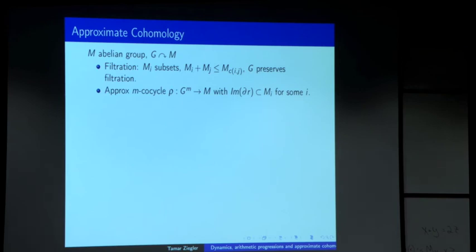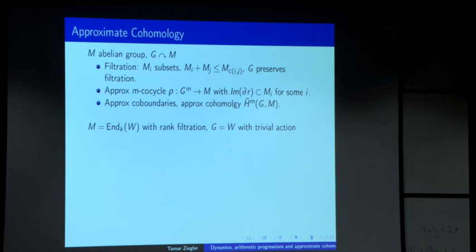and you can define the notion of an approximate cocycle as follows. So you have a cochain from G×G to M, and you'd say that it's an approximate cocycle if the image of the boundary map is inside one of these sets M_i, so it's in some fixed i. Okay, and similarly, you can define the notion of approximate coboundaries and then approximate cohomology groups.